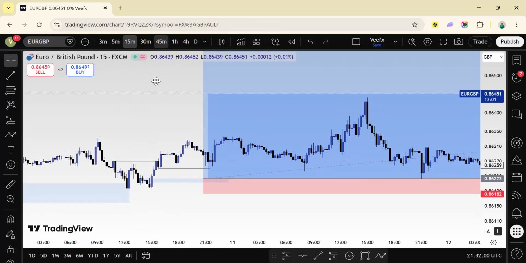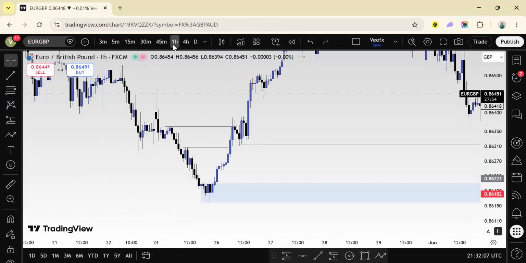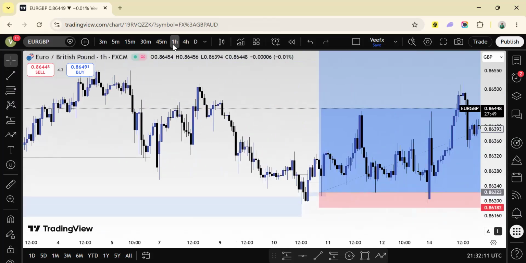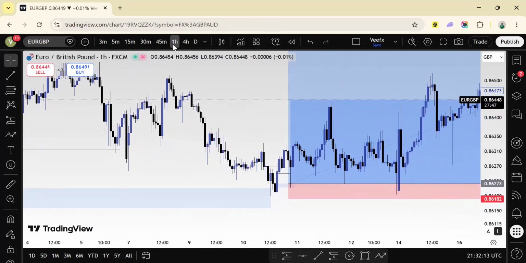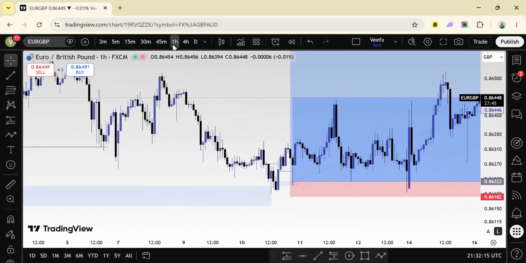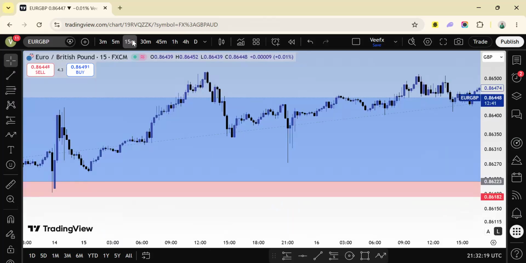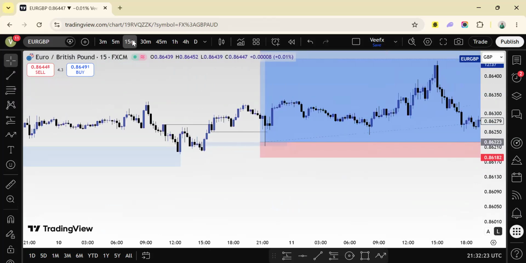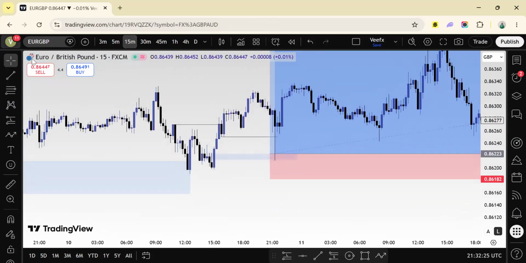If you want to switch to, I think even on a 1 hour time frame, it's still the same thing. Let me see. Even though I got it from 15 minutes, let me just use 15 minutes because I got it on 15 minutes. So this is where my MSS is, right?